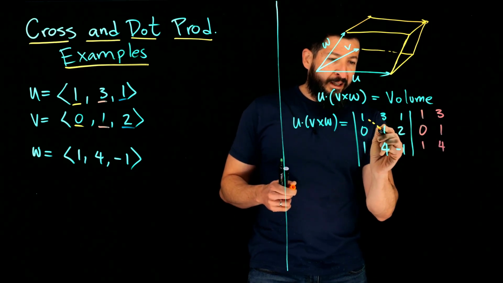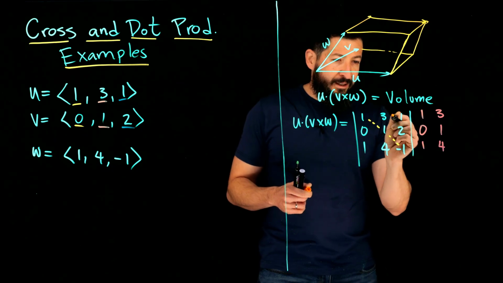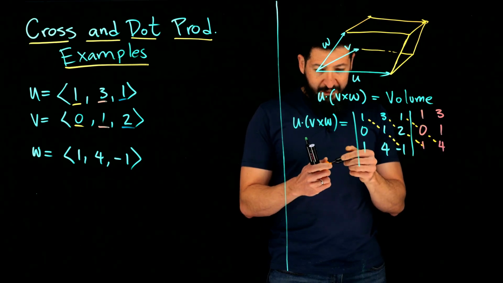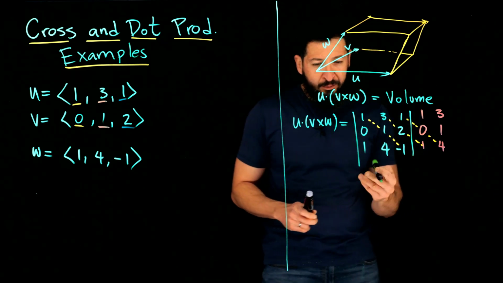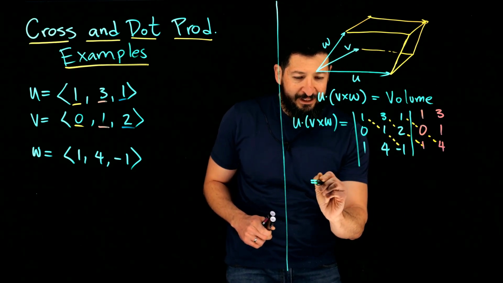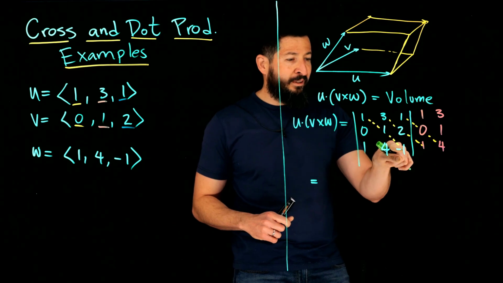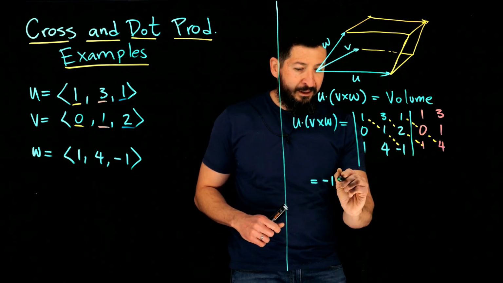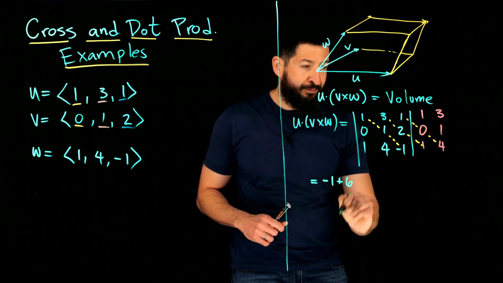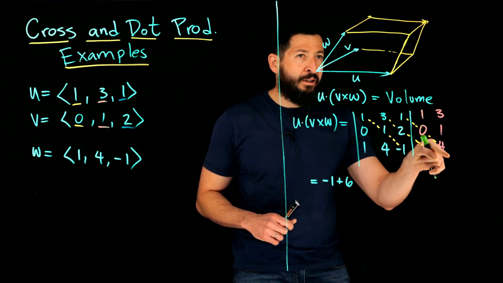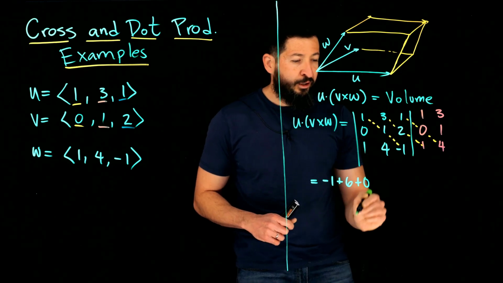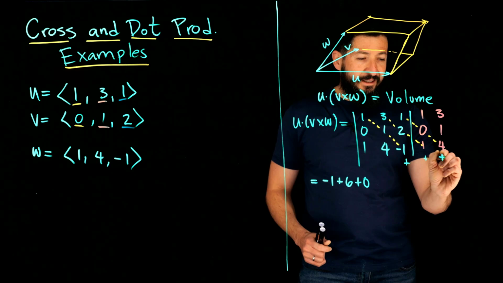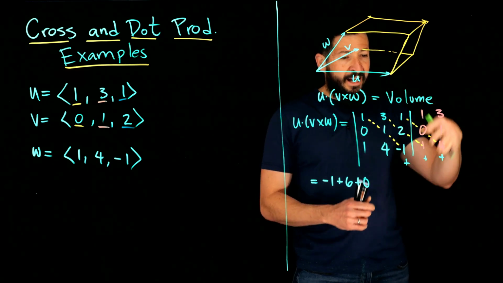So now we multiply in this direction. And so at this point, I don't have to factor things out because it's just numbers. So 1 times 1 times negative 1 is negative 1. 3 times 2 times 1, 3 times 2 is 6. 1 times 0 times 4, 0. So all these are the ones that go in the positive direction because I'm doing the positive diagonals.